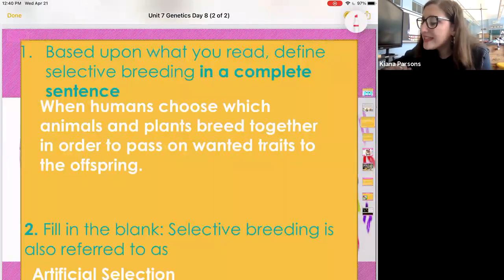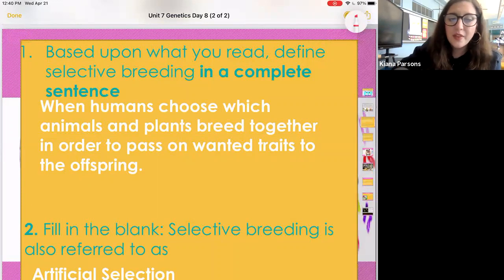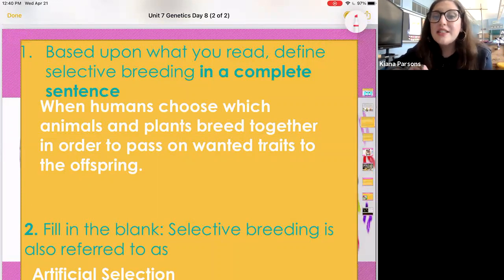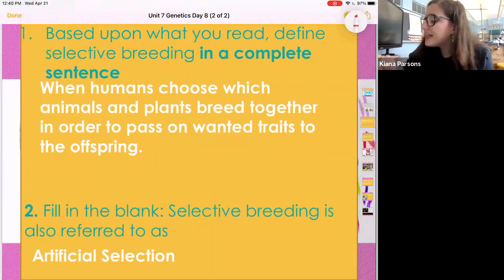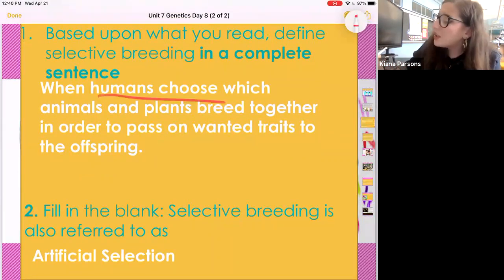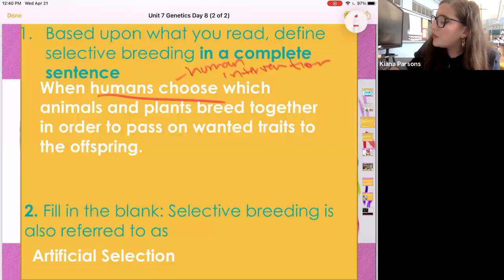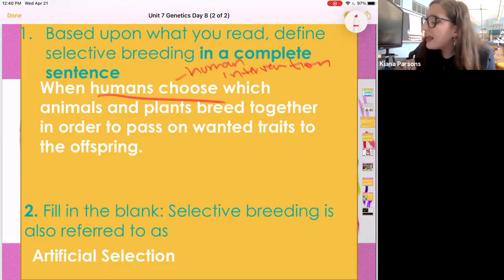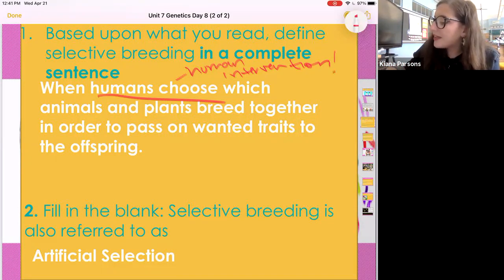So now, based upon what you read, first question, define selective breeding in a complete sentence. So selective breeding is when humans choose, human intervention, which animals and plants breed together in order to pass wanted traits on to the offspring. So human intervention is happening here. That is what makes it selective breeding or artificial selection.